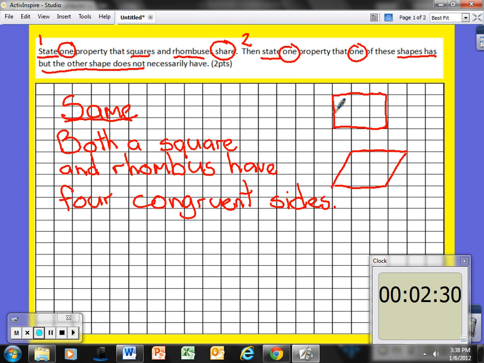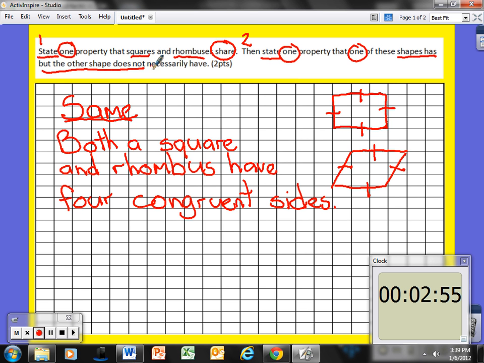So both of these have 4 sides. 1, 2, 3, 4. 1, 2, 3, 4. And this side on a square is congruent to this side, is congruent to this side, is congruent to this side. I'll even put marks. In a rhombus, this side is congruent to this side, congruent to this side, congruent to this side, congruent to this side. Okay. Now, let me go here.